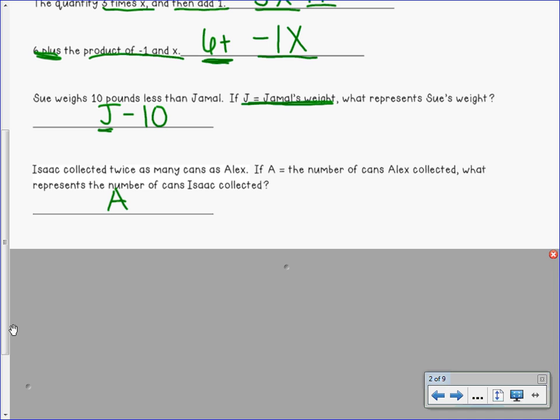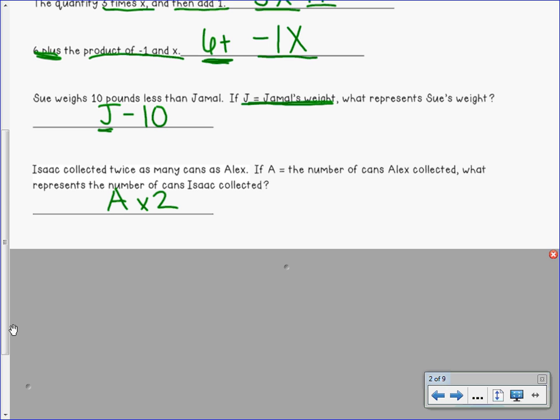Okay? If A is the number of cans Alex collected, Caleb, how can I figure out how much Isaac collected? Multiply Alex's amount by 2. By 2. Because, remember, Isaac collected twice as many cans. So if you just take how many Alex collected and multiply it by 2, we can figure it out. Whether Alex collected 100 cans, maybe only 1 can, maybe 25 cans, no matter how many Alex collected, we can figure out how many Isaac collected.